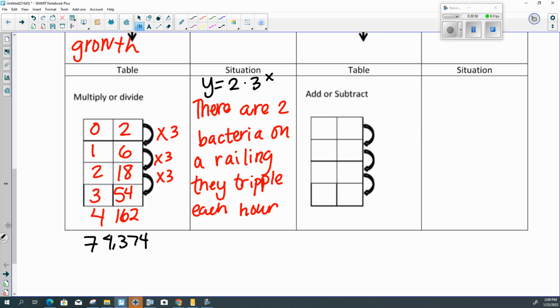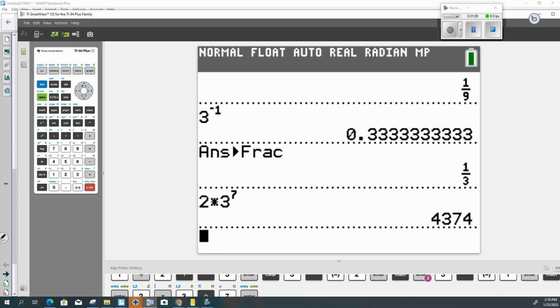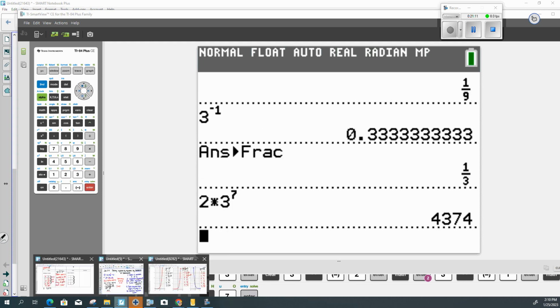4,374? I didn't leave a very good space there. That's after 6? So, 2 times 3 to the power of 7. Okay, it's okay to double check.